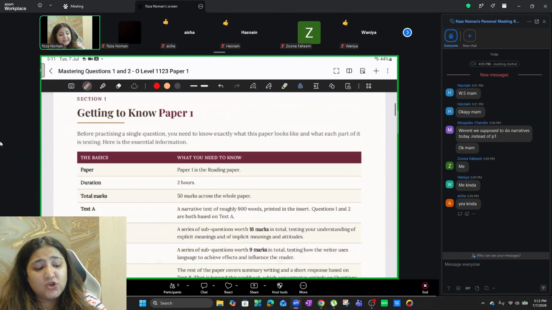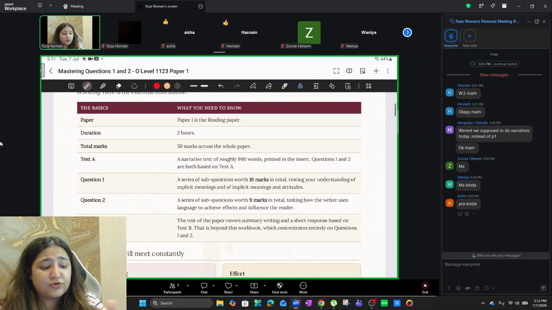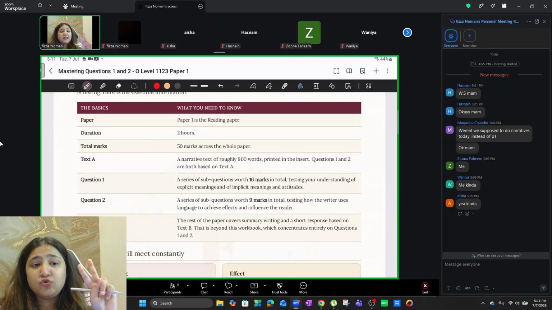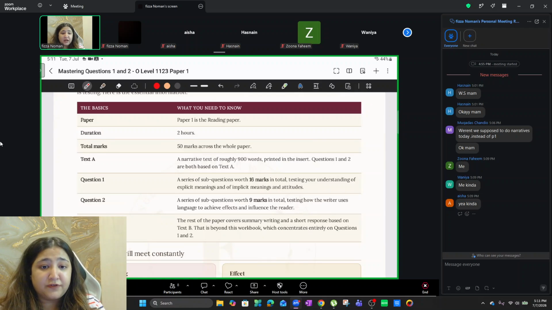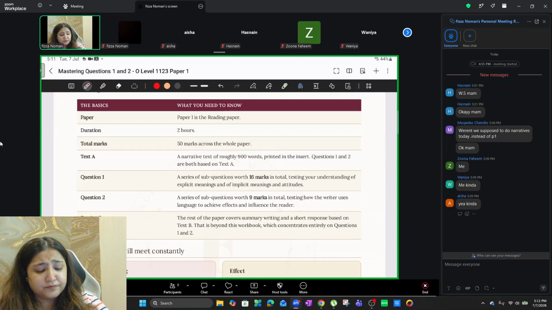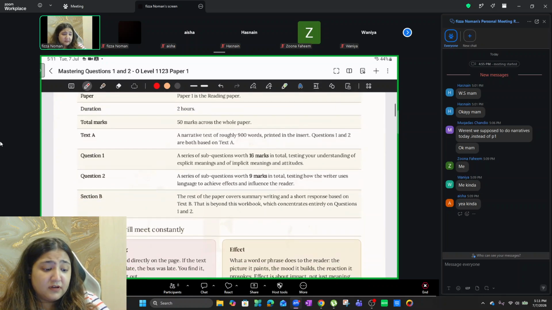Now, getting to know paper 1 is pretty easy. Let's just quickly go through this. Paper 1 is obviously the first paper that we need to tackle when it comes to O levels English language. It has 2 texts that we need to tackle. The entire paper is of 2 hours, which is, I believe, more than enough time. The paper itself is going to be of 50 marks, so that's pretty simple to get the hang of. There are 2 texts. It only mentions text A because text A is related to question 1 and question 2.